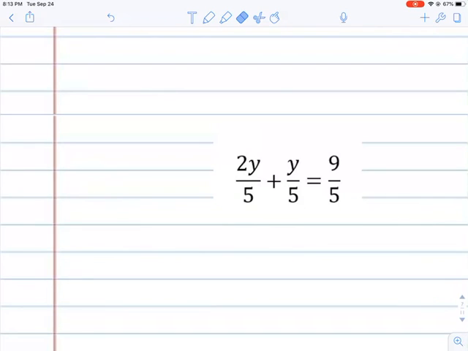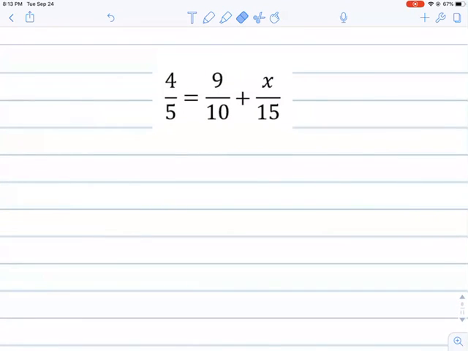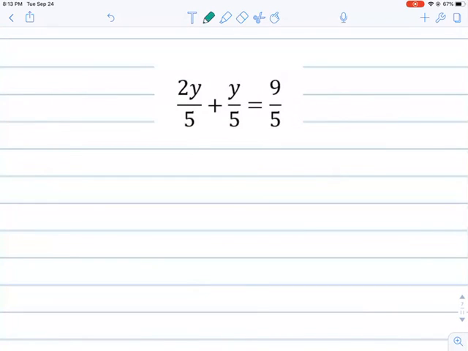Let me see. I don't know if I want to do this one. That's kind of similar. Let's do one that's a little bit more challenging. Oh. Now I'm changing my mind again. Okay. Let's do this one.